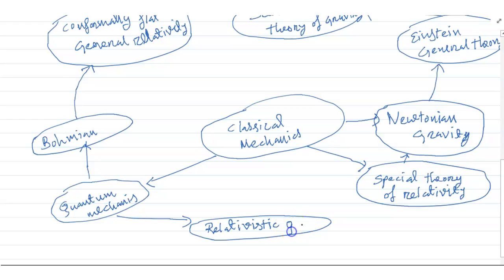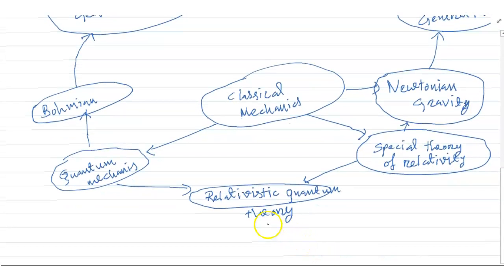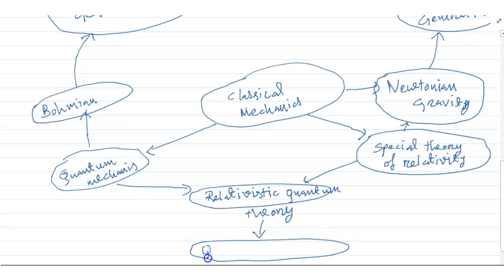Relativistic quantum theory, and relativistic quantum theory with special theory of relativity also produced relativistic quantum theory. And relativistic quantum theory produced quantum field theory.